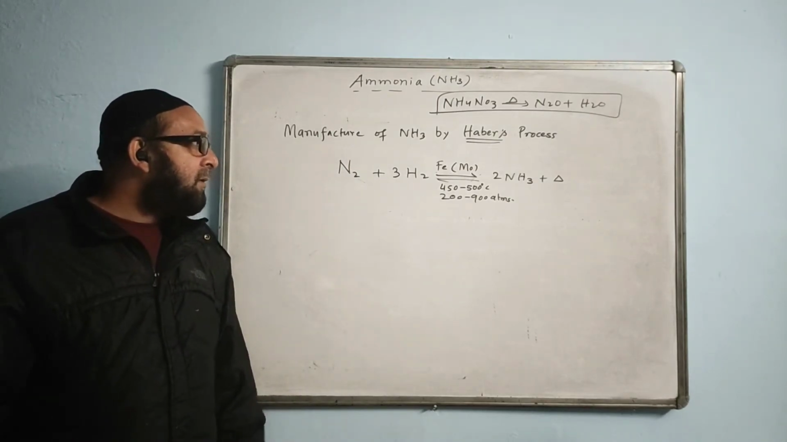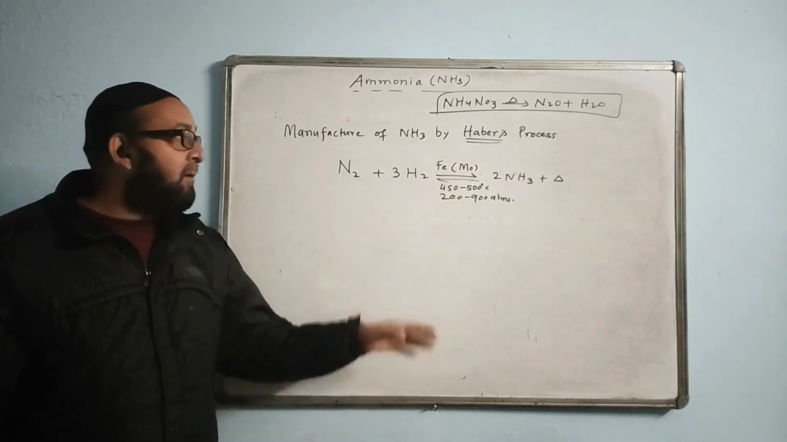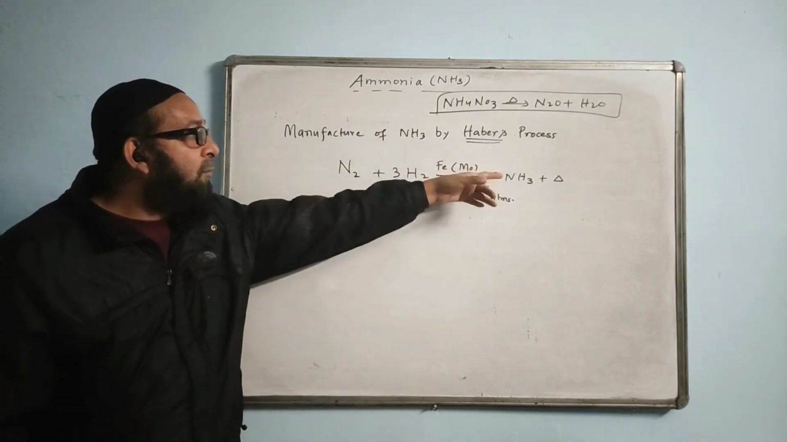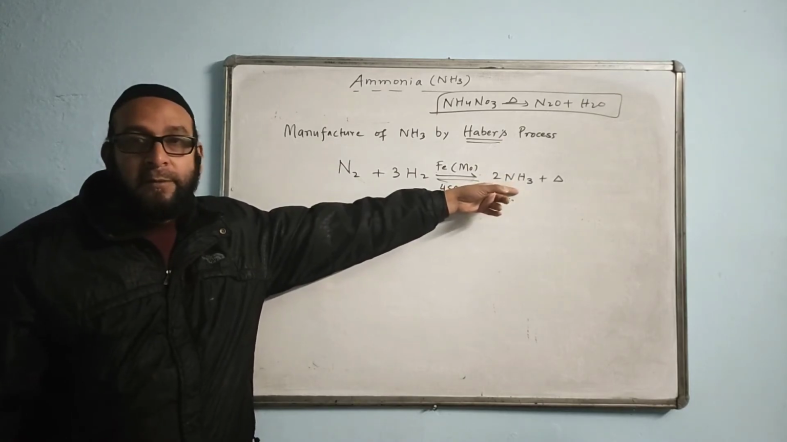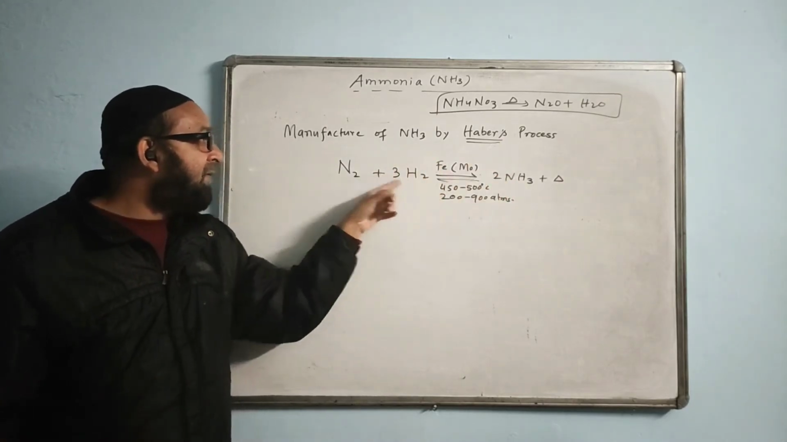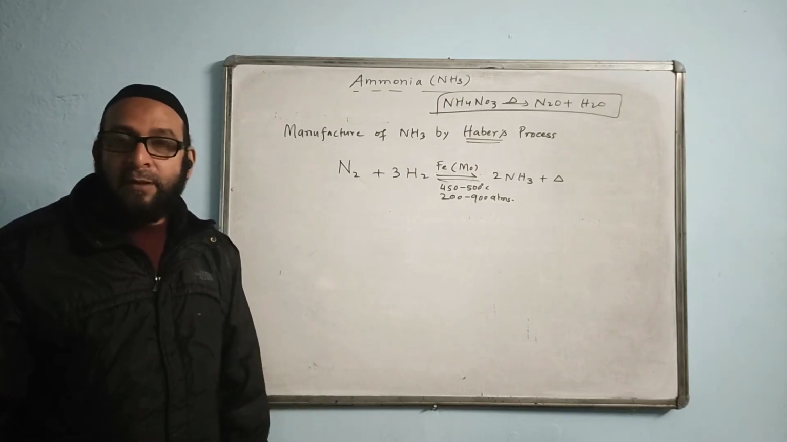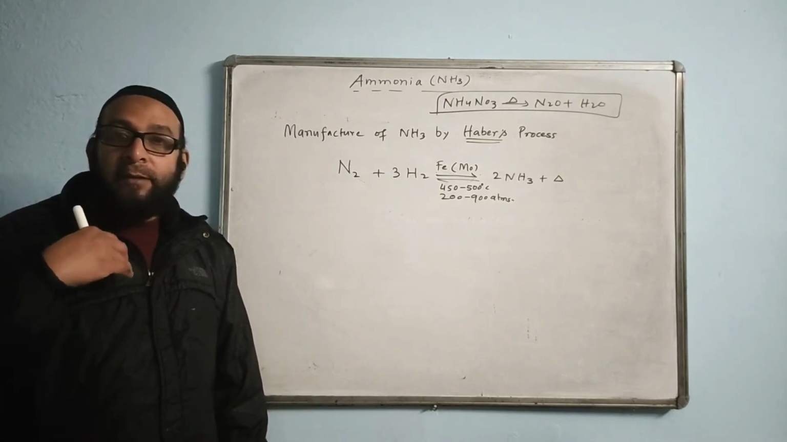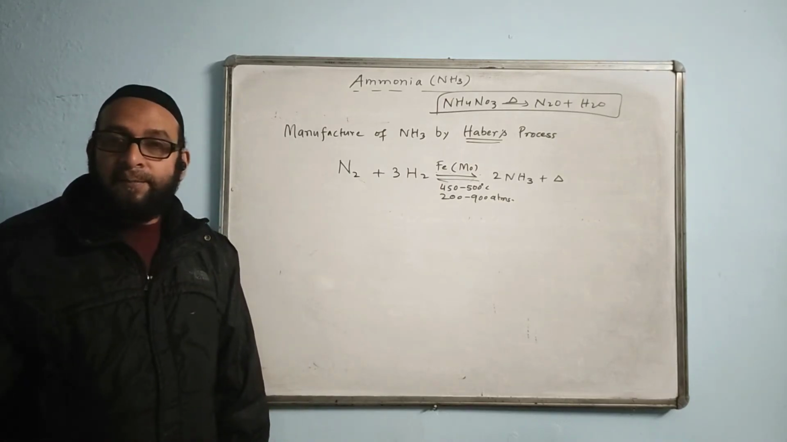The reason is, what kind of reaction is this? Reversible. This is giving ammonia, that is called the forward reaction. And the backward reaction will break it down and give these two back. That is called the backward reaction. If we have to get ammonia, we have to go for the forward reaction.